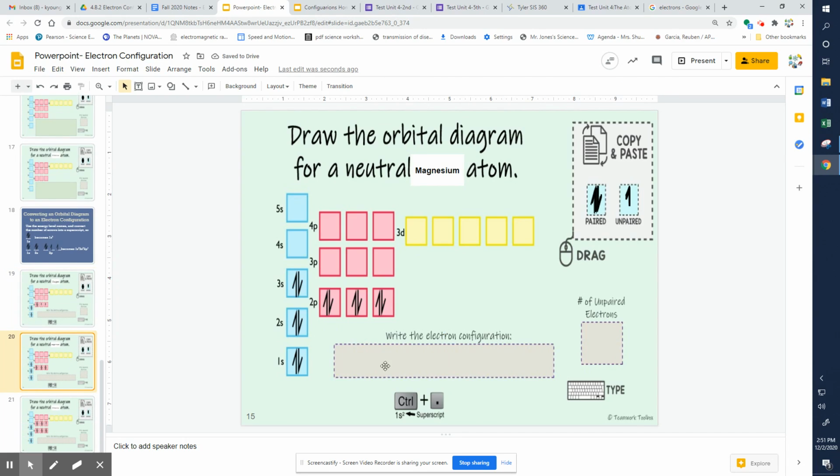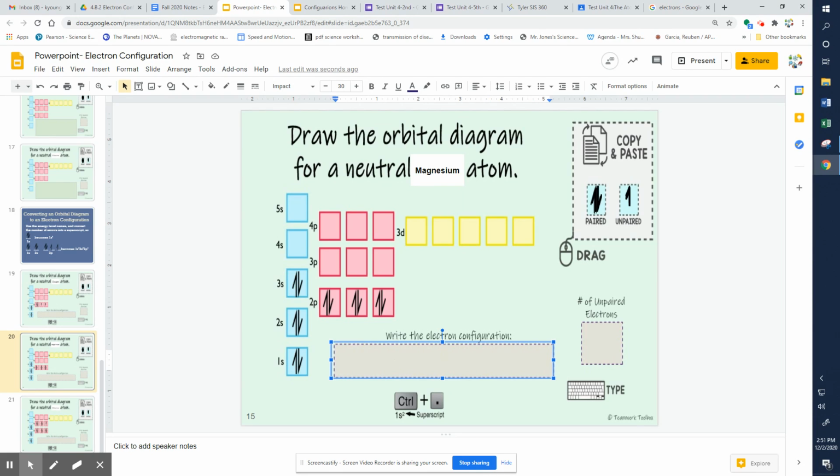Here's the magnesium. Same thing, we're just going to write the electron configuration down here. We have our first one is 1s. There are 2 electrons in there, so let me put that superscript of 2. Then we have 2s. There are 2 electrons in there, so let me write that superscript of 2. Next I have 2p. All of those are filled, so it has a superscript of 6. And finally, there's 3s, which has a superscript of 2.